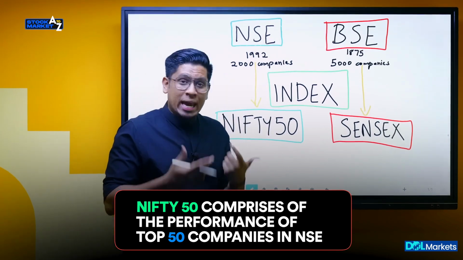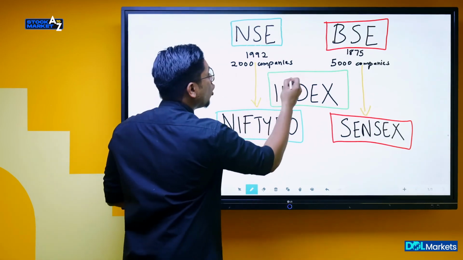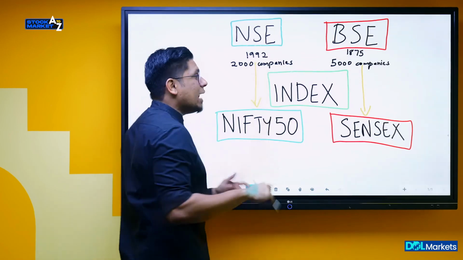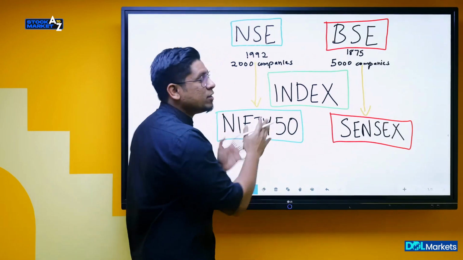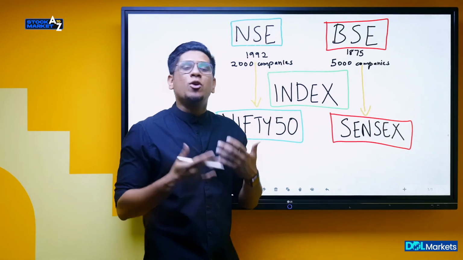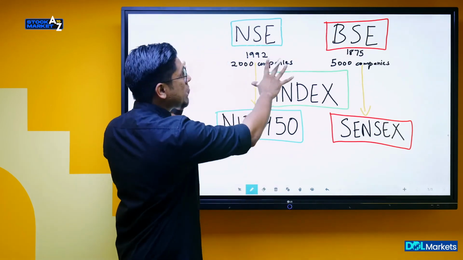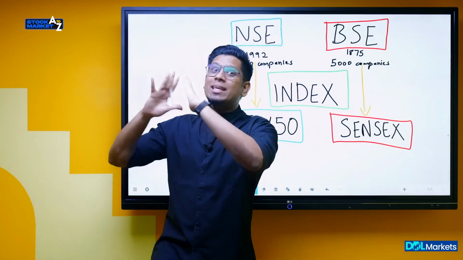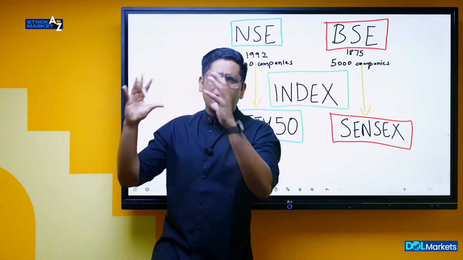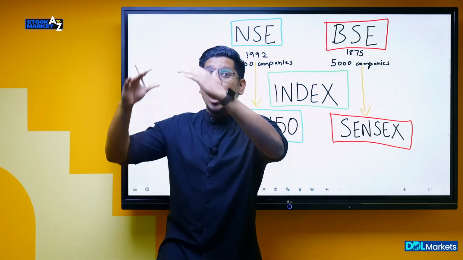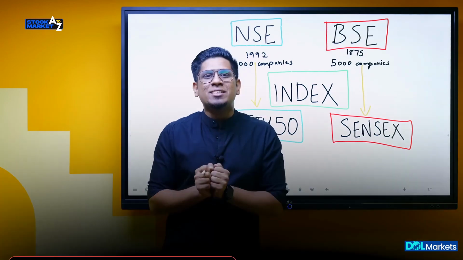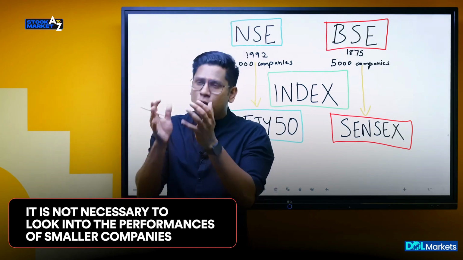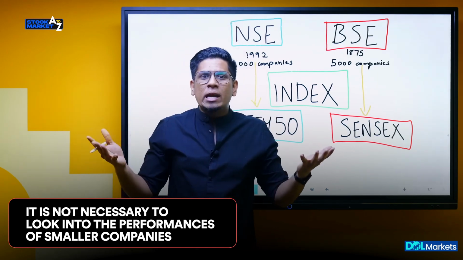Now you might ask me, hey Sharik, why not all of the 2000 companies? Why don't we take numbers from all of these 2000 companies and then arrive at a single number, which is Nifty 50? No. So the logic behind that is there are 2000 companies, right? And out of these 2000 companies, there are really large, huge, the largest corporations in the country. There are medium-sized companies, and then there are a lot of small-sized companies as well. So why do we have to look into the performance of all these companies, which includes a lot of small companies? Not really necessary, right?